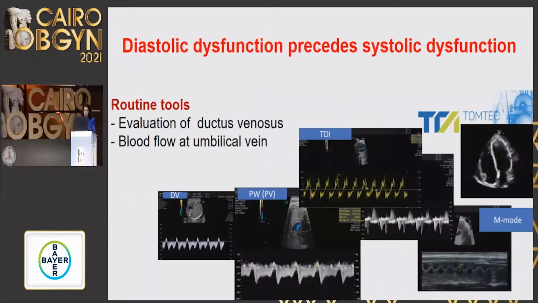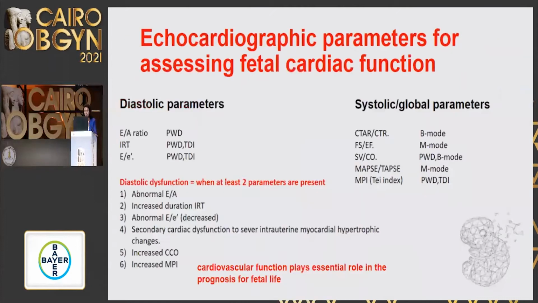For the evaluation of diastolic dysfunction, we routinely use evaluation of the ductus venosus and blood flow in the umbilical vein. But we can also use other vessels for evaluation, like the pulmonary vein. We can use different Doppler tools, like tissue Doppler indexes to check inflow in the ventricles, and strain for assessing strain of the myocardium.